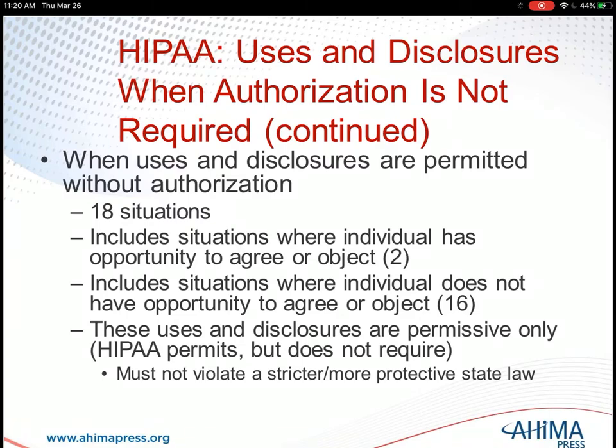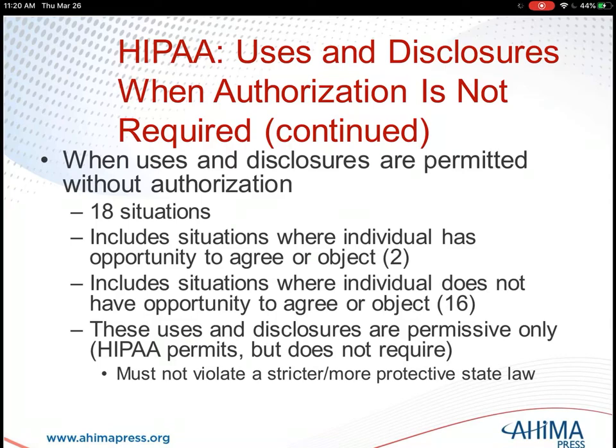Now we're getting into B. This is when disclosure is permitted without patient authorization. And again, we're going to break it down into two types. The two where the patient can agree or object. And then there's the other ones where they have no choice. There's 16 of those. They don't have the opportunity to agree or object.